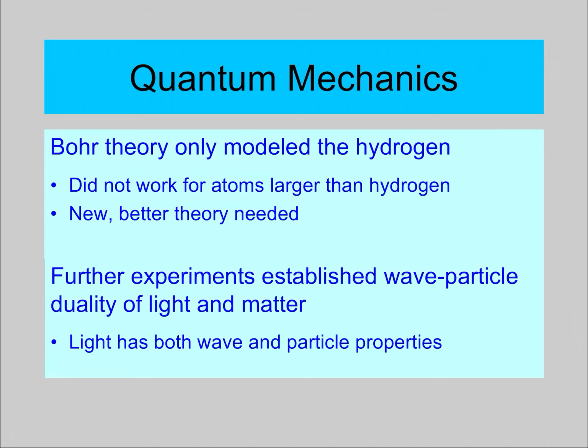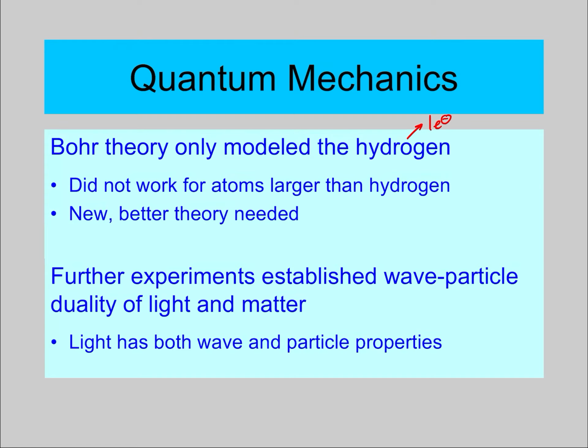Now, there was a problem. Bohr's theory only explained atoms that had one electron. And the only element that we have on the periodic table that has one electron is hydrogen. Everything greater than that, helium and up, is going to have at least 2 electrons. So because it did not work for atoms larger than hydrogen, it meant that we needed a new, better theory to come along.